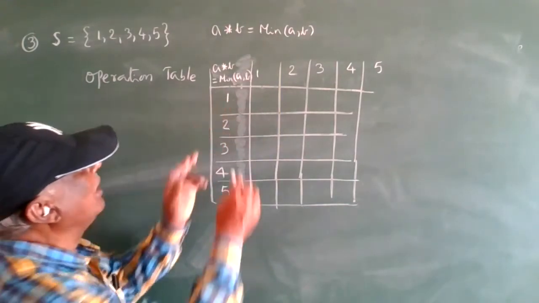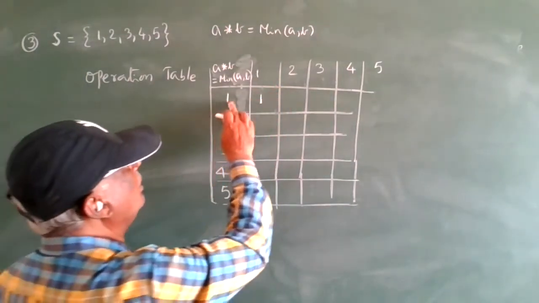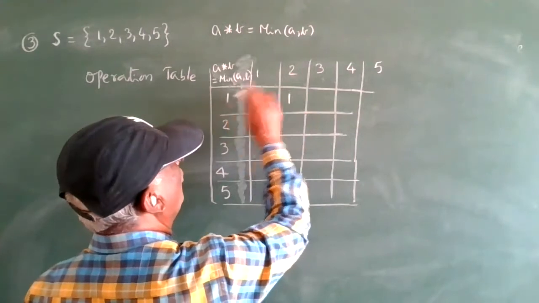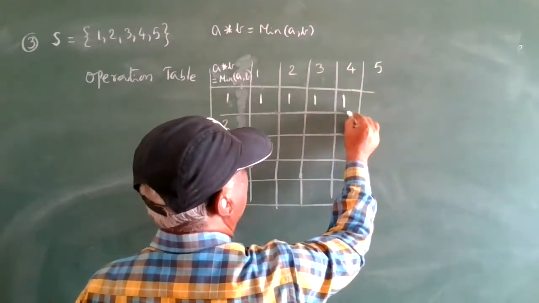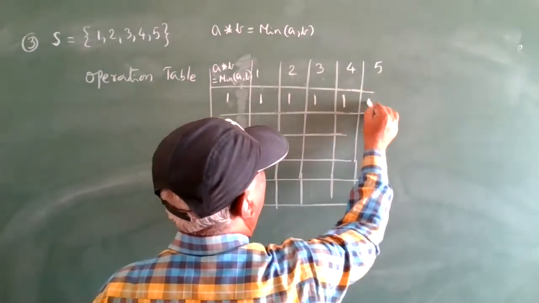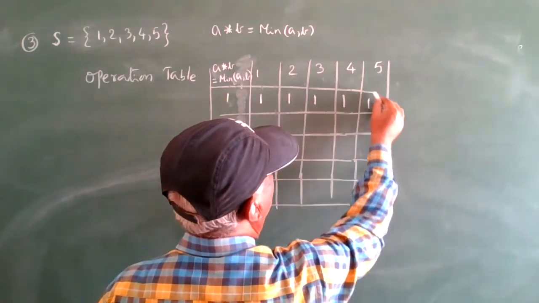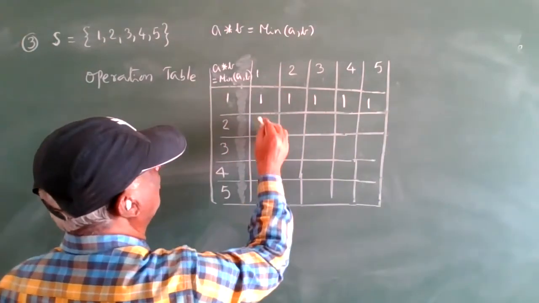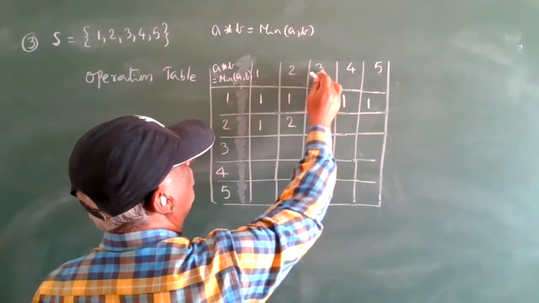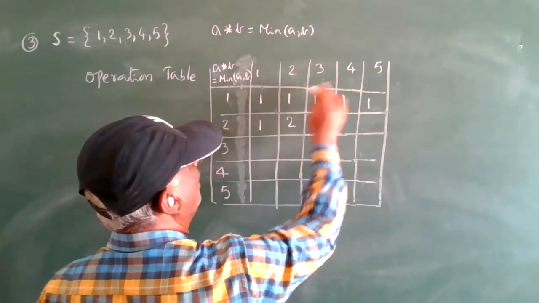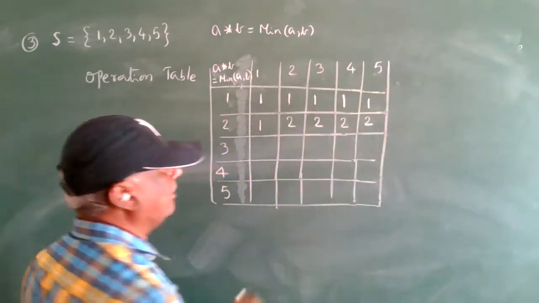1 star 1, 1 is the minimum. 1 star 2, 1 is the minimum. 1 star 3, 1 is the minimum. 1 star 4, 1. 1 star 5, 1. Next one: 2 star 1, 1 is the minimum. 2 star 2, 2. 2 star 3, 2. 2 star 4, 2. 2 star 5, 2 is the minimum.